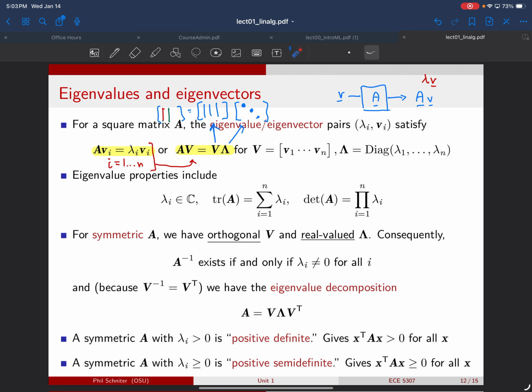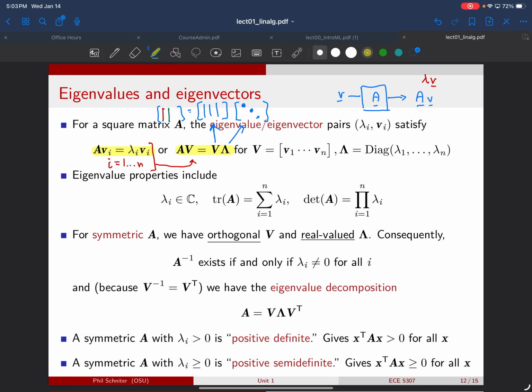Okay, so these are eigenvalue, eigenvector pairs. Everybody okay with the general definition? Okay, so now, in the general case, the eigenvalues are complex numbers. If you want to get a sum of the eigenvalues, you can just take the trace of the matrix. If you want to get a product of the eigenvalues, that's the same thing as the determinant.